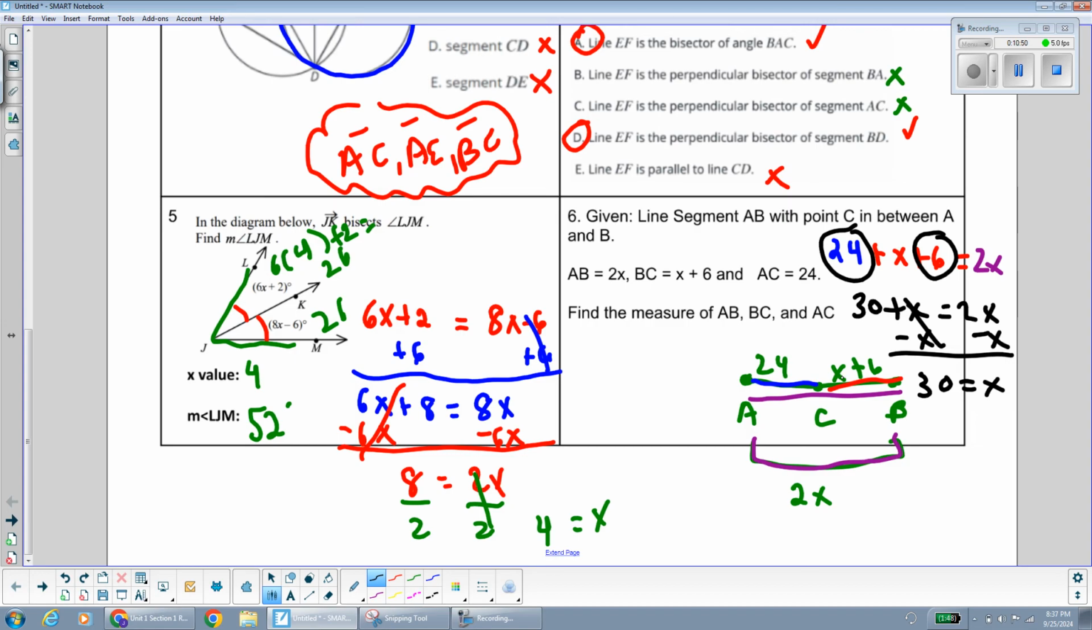30, the x value, plus 6 is 36. And if I plug in here, 2 times 30 is 60. So notice how point C is not the midpoint of the line segment. It does not split it equally into two equal parts. Both parts are unequal.